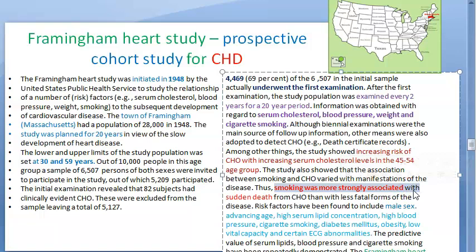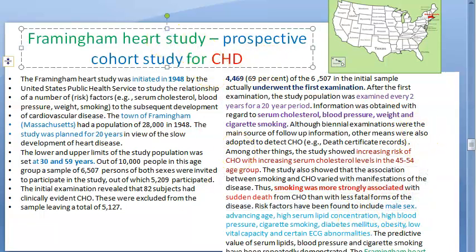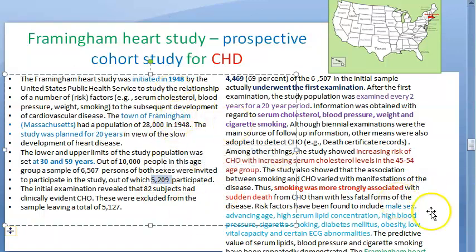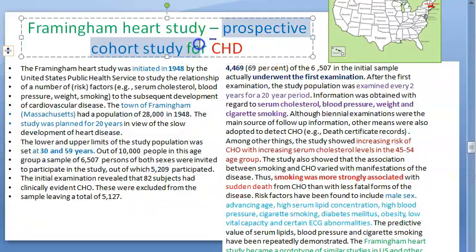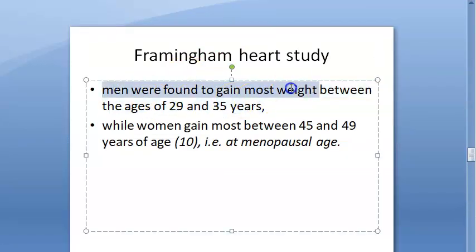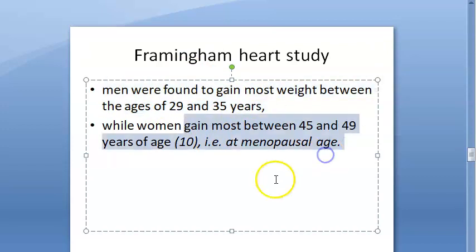Also serum cholesterol was associated, and male sex also was associated with this. Okay. So they found that this study was very, very good. When was it? 1948. It is a prototype for similar studies. It's a prospective cohort study because they followed them up for 20 years. They also found that men gain most weight when they are from 30 to 35. Women gain weight at menopausal age.